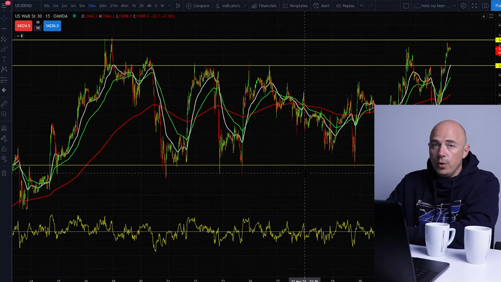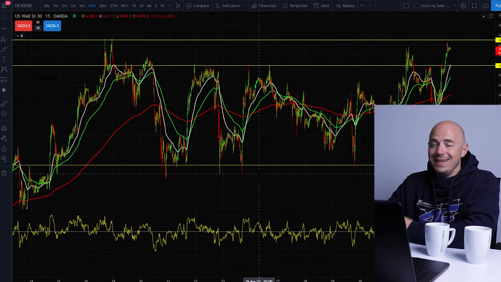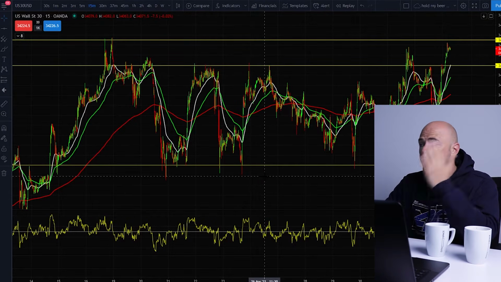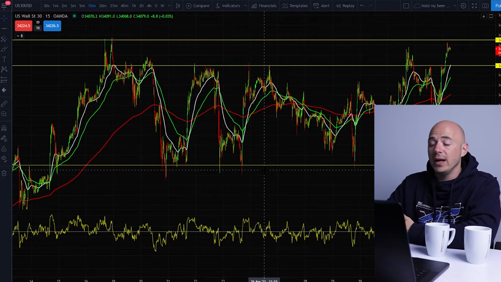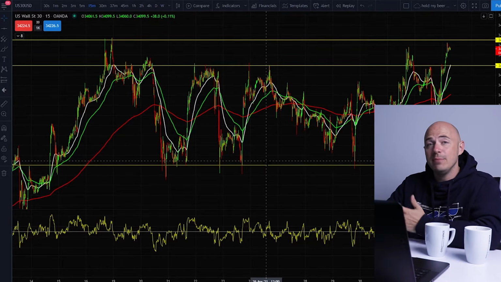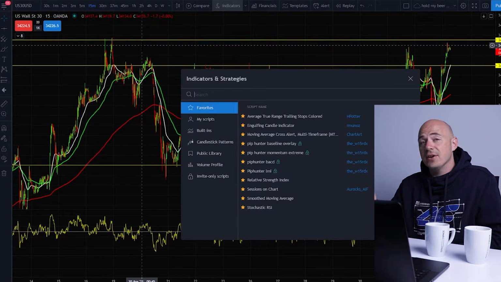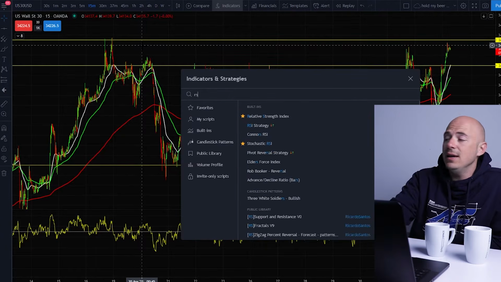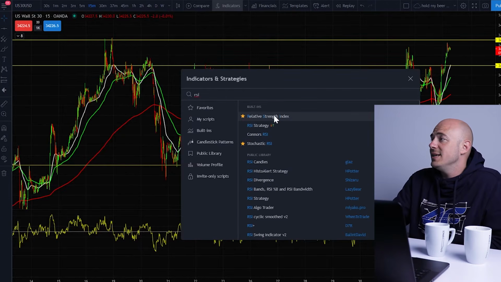Now, what you're gonna wanna do is add some indicators to your chart to give you a visual representation of what's actually going on with the momentum. This is strictly momentum trading. The first indicator that you're gonna wanna have up on the screen is the RSI. Type in RSI to the indicators tab.